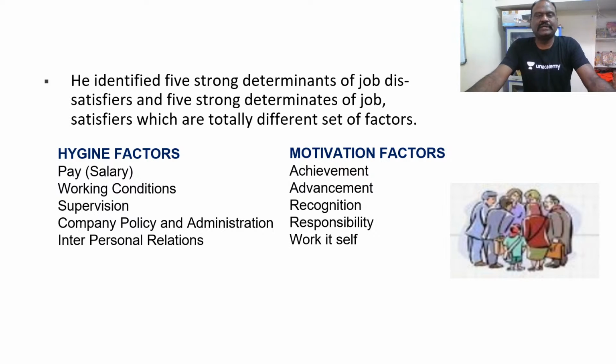Herzberg enunciates two categories of factors: hygiene factors and motivating factors. Hygiene factors prevent dissatisfaction. Motivating factors are responsible for satisfaction in the job. If hygiene factors are fulfilled, the employee will not be dissatisfied, but at the same time, he will not be satisfied with his job.